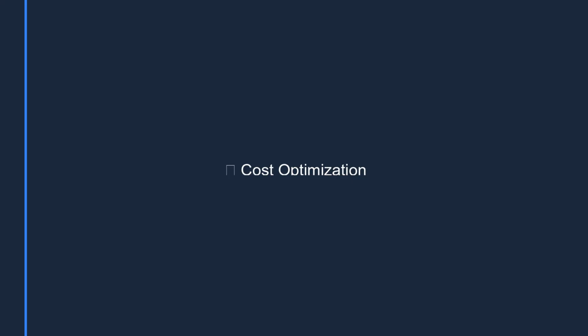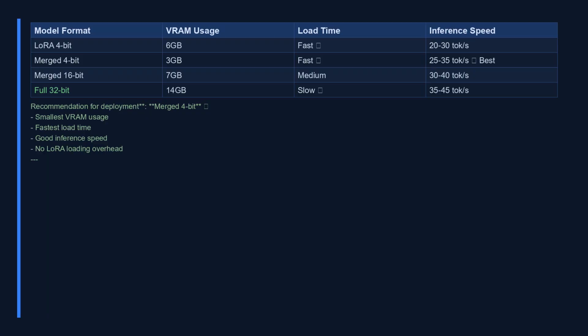Cost optimization. Here's the comparison that should drive your deployment format decision. A LoRA adapter loaded on top of a 4-bit base uses about 6 GB of VRAM and runs at 20 to 30 tokens per second. That's what you've been working with during development.